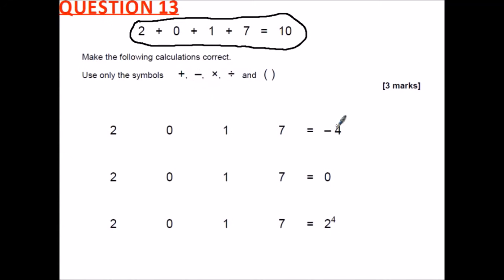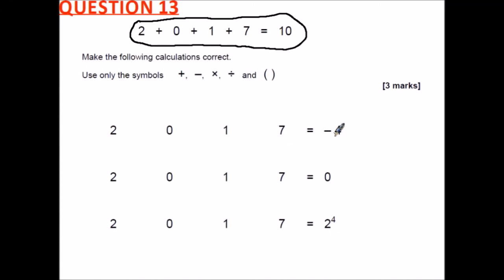So first of all, we need to make this equal minus 4. If we can only use plus, minus, times, and divide, what I'd suggest is we might be just wanting to use a minus somewhere, because we need to be taking away a number which is bigger than the number we start with to end up with a minus.